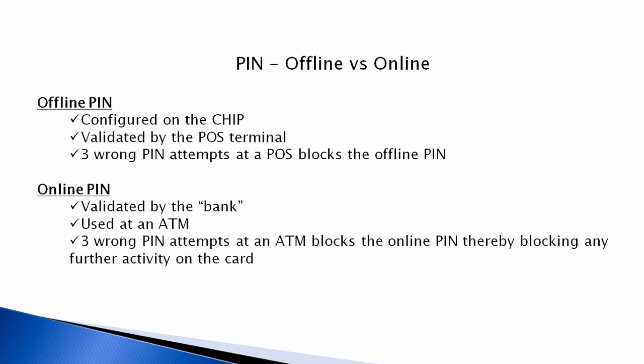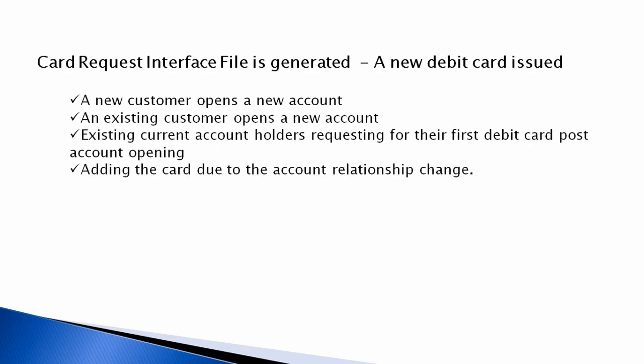PIN for offline versus online. If it is offline, the password is configured on the chip and validated by the POS terminal. Three wrong PIN attempts at a POS block the offline PIN. The online PIN is validated by the bank and used at an ATM. Three wrong PINs will also block it. Then a card request interface file is generated and a new card is issued.